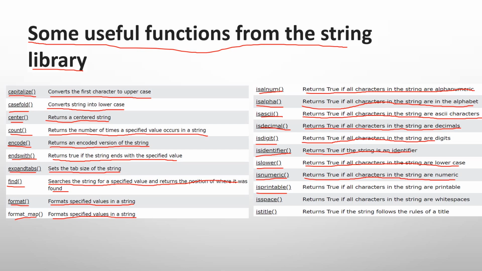Then we have isprintable, which returns true if all characters in the string are printable. Then we have isspace, which returns true if all characters in the string are white spaces. Then we have istitle, which returns true if the string follows the rules of a title.